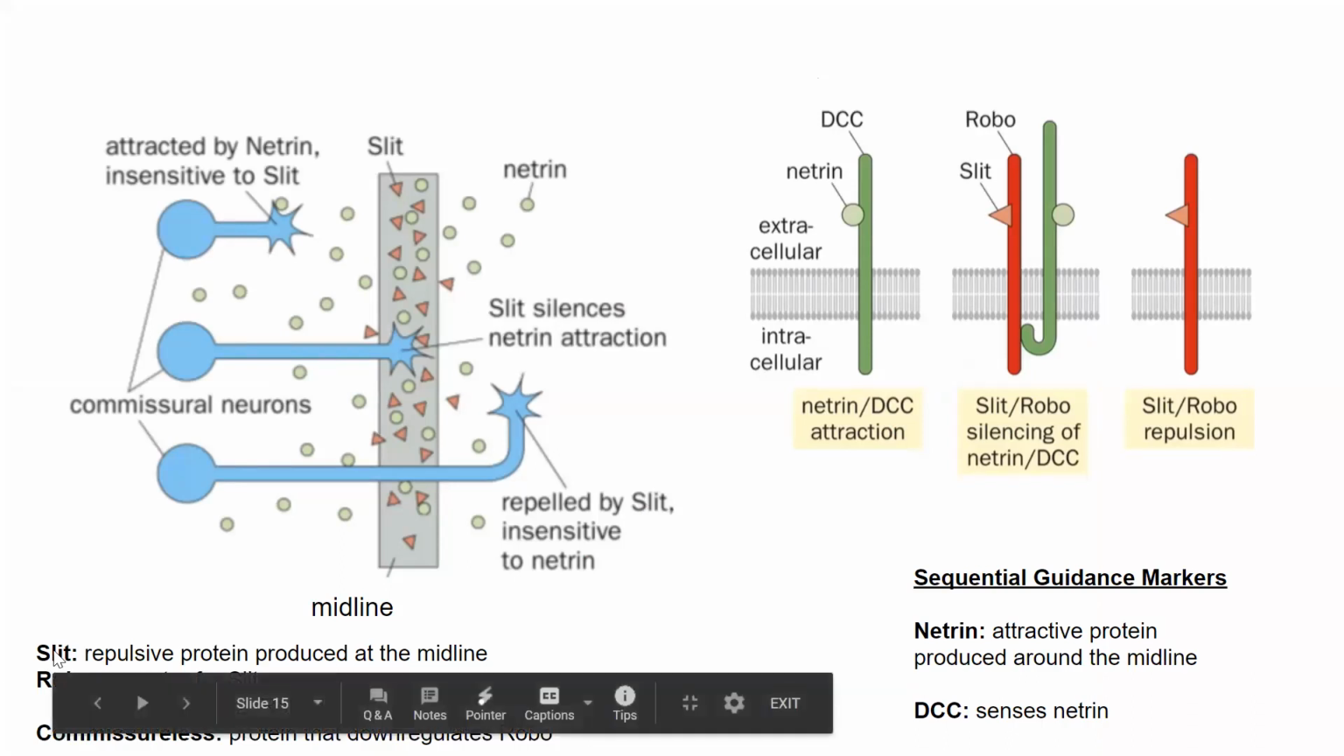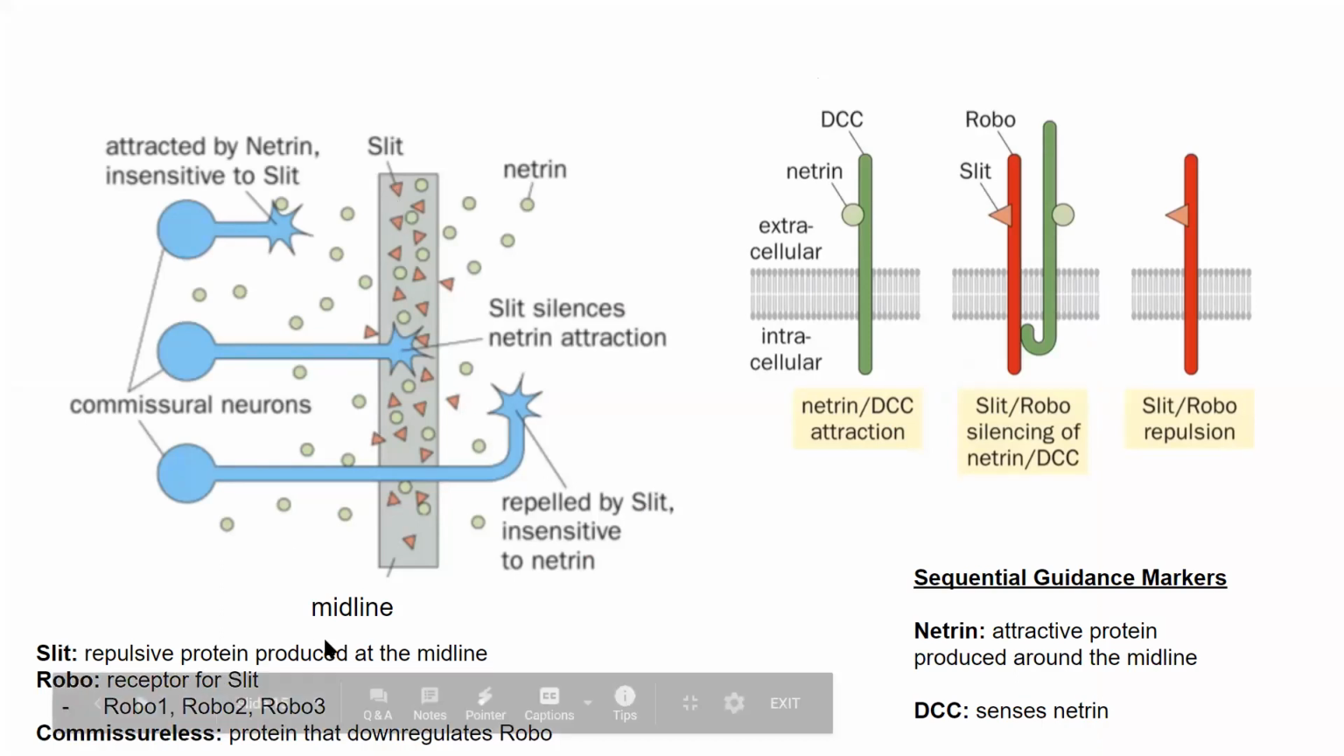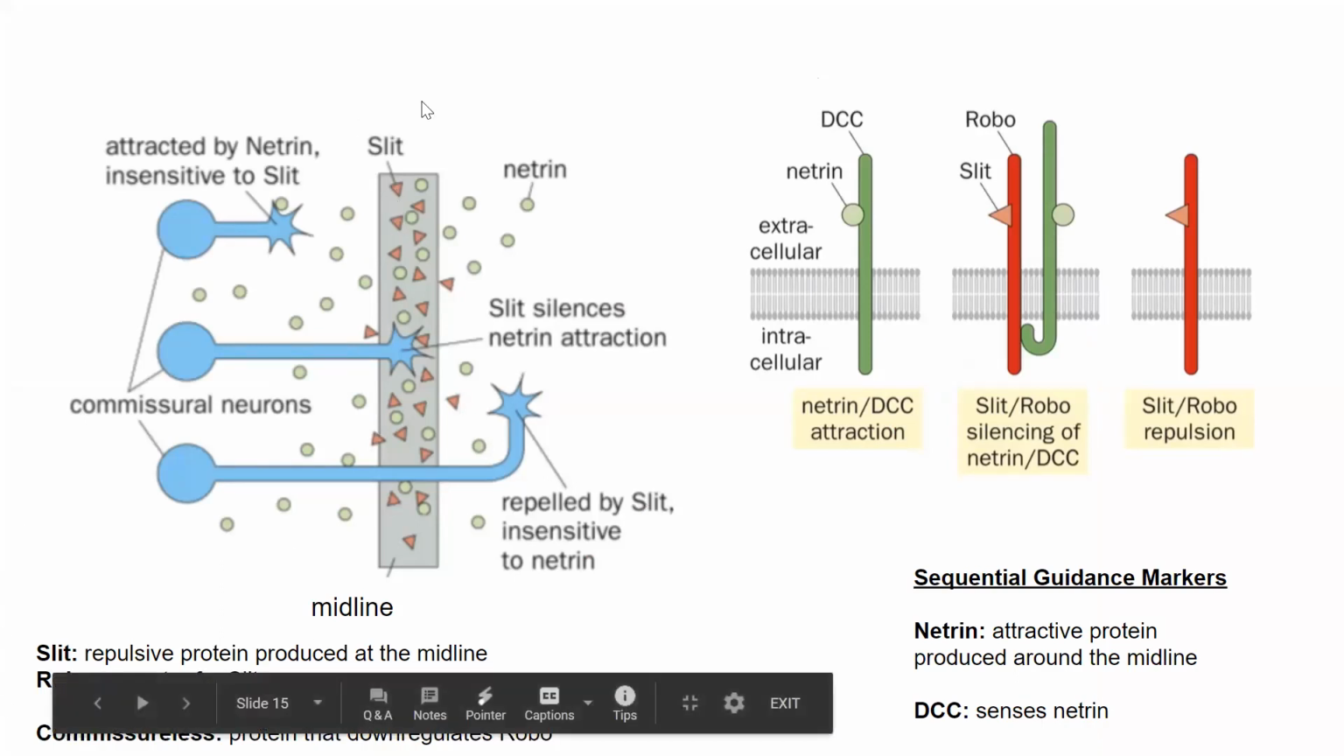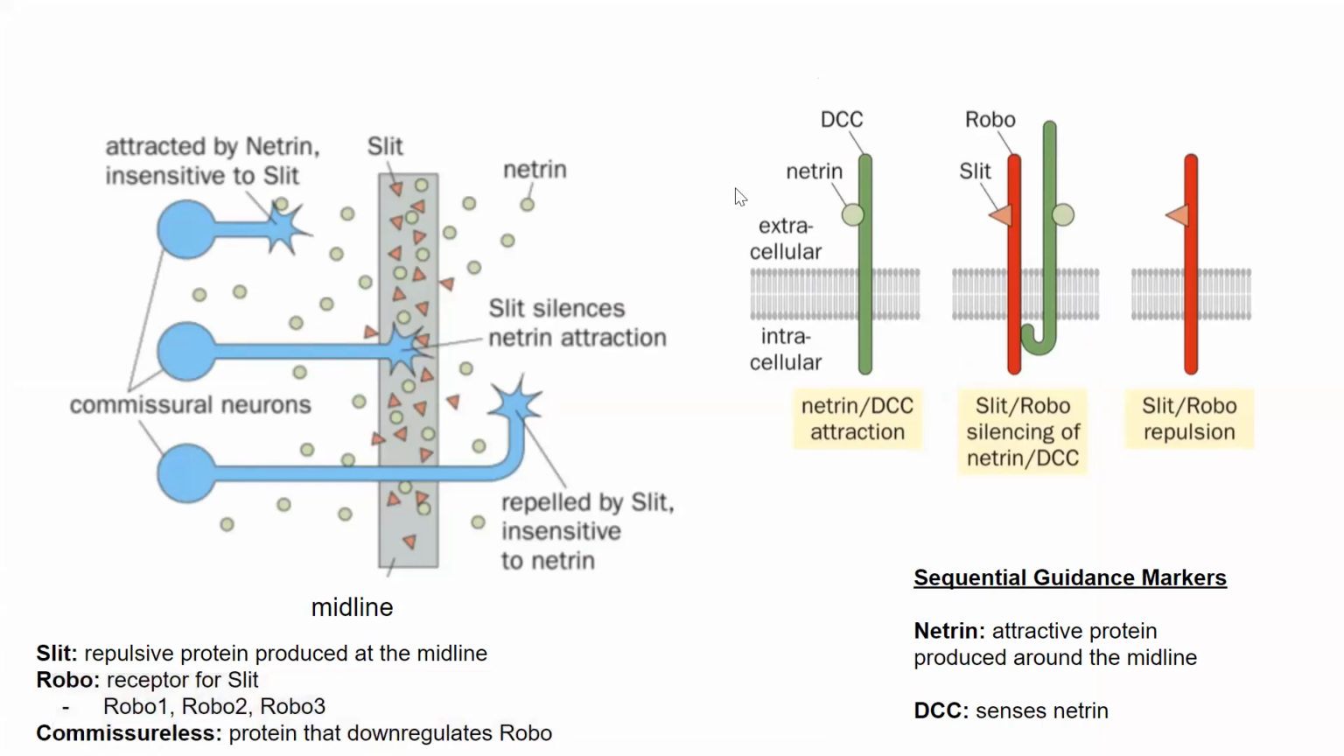So over here we have SLIT. SLIT is a repulsive protein produced at the midline, demonstrated by these red triangles. Then we have ROBO, the receptor for SLIT. And there's three different kinds: ROBO1, ROBO2, ROBO3. ROBO2 is the most repulsive out of all of them. And then we have commissureless, which is a protein that downregulates ROBO.